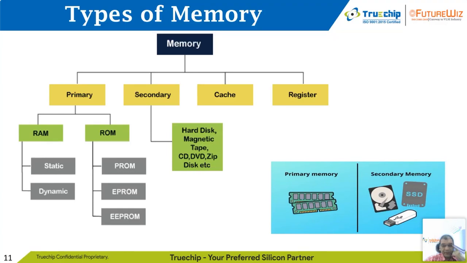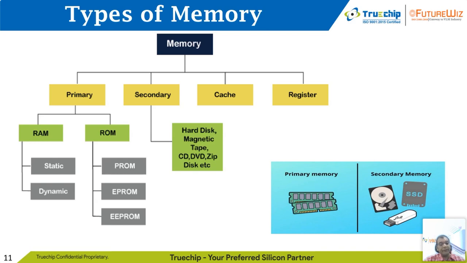Here is some classification of memories into different types. So there is a primary memory and there is a secondary memory. The primary memory is typically the memory which is used for most of the internal computation by the computers. It can be RAM, it can be ROM, and they are further divided into static RAM, dynamic RAM, and then the ROM can be programmable ROM, erasable and programmable ROM, electrically erasable and programmable ROM.